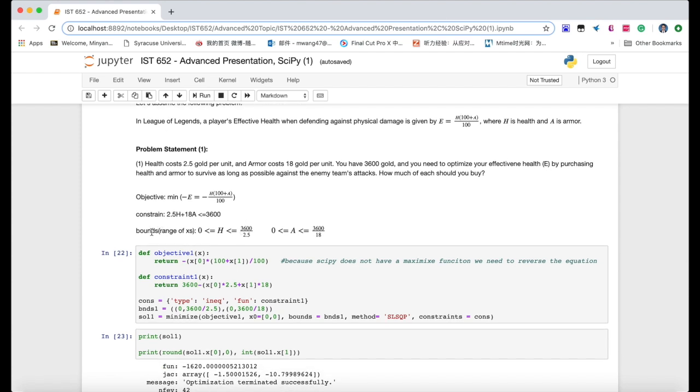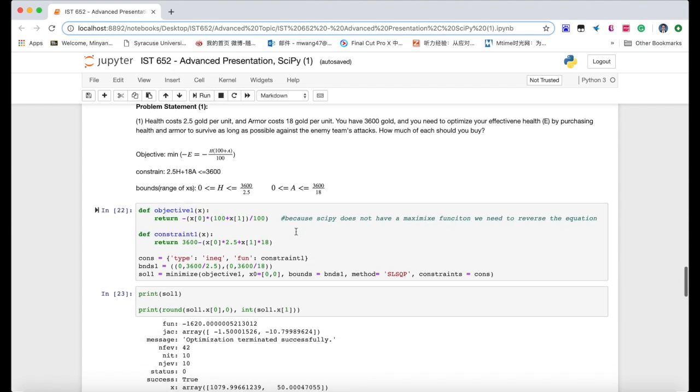The bound is the range of the variables, where the bounds of health should be from 0 to 3600 divided by 2.5 because the player cannot spend more than 3600 gold on health, and similarly for the armor, the range should be from 0 to 3600 divided by 18.